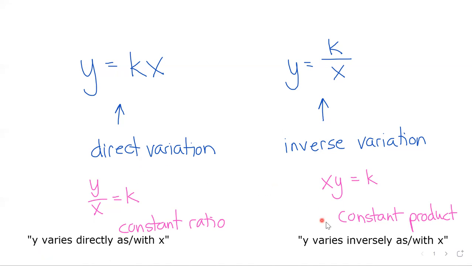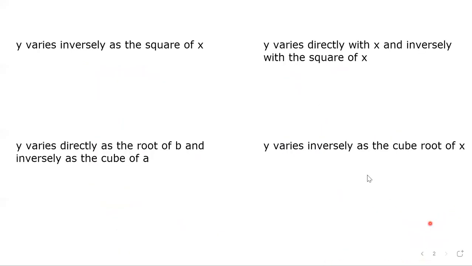And with inverse variation, similarly, we could say y varies inversely with x. We could also say y varies inversely as x. I'm not sure why we say it that way. It's just a thing that we say. And mostly what we want to be able to do with these is to take these descriptions and write them as equations. So we'll just do that with 4 examples here.